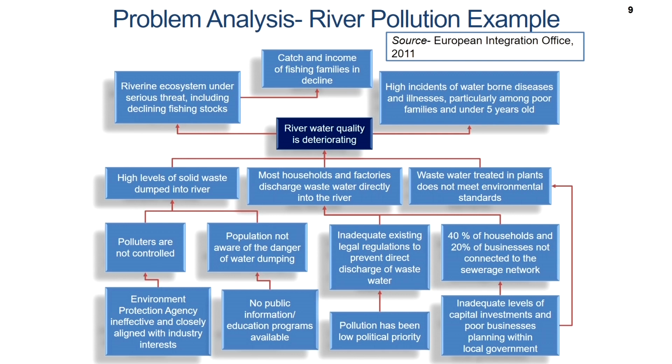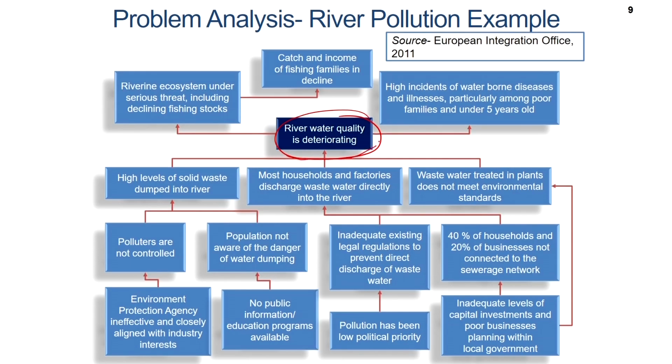This is also referred to as the problem analysis. The focal point, the focal starter in our case, is that river water quality is deteriorating. We start with the problem that we want to understand, the problem of river water quality deteriorating. So, what are the effects, what are the causes, who is getting affected, and what are the solutions that we can come up with?